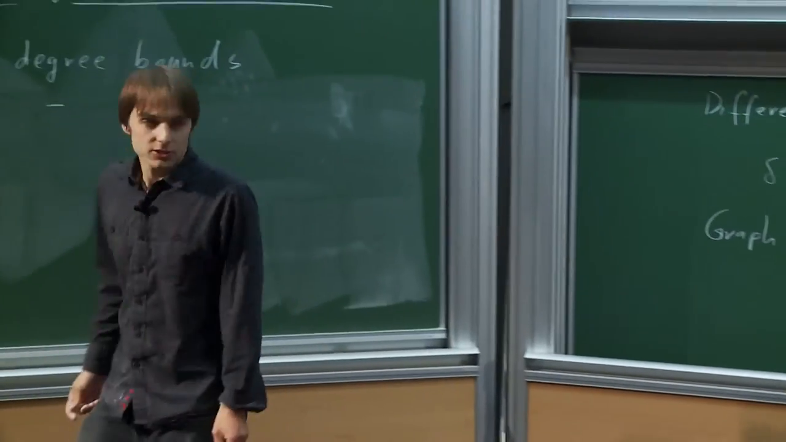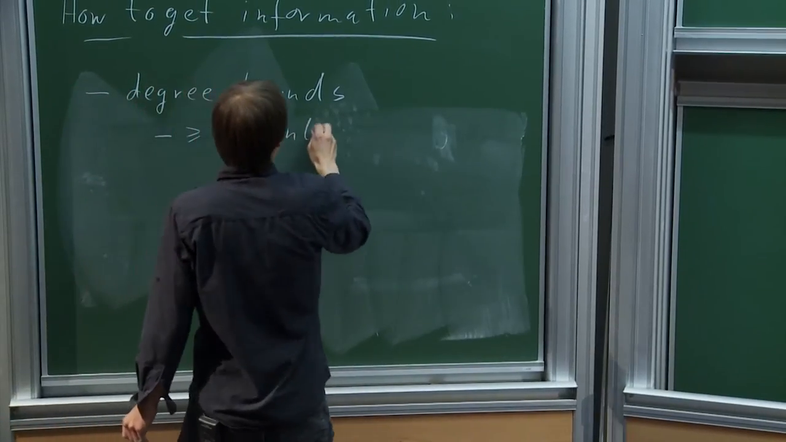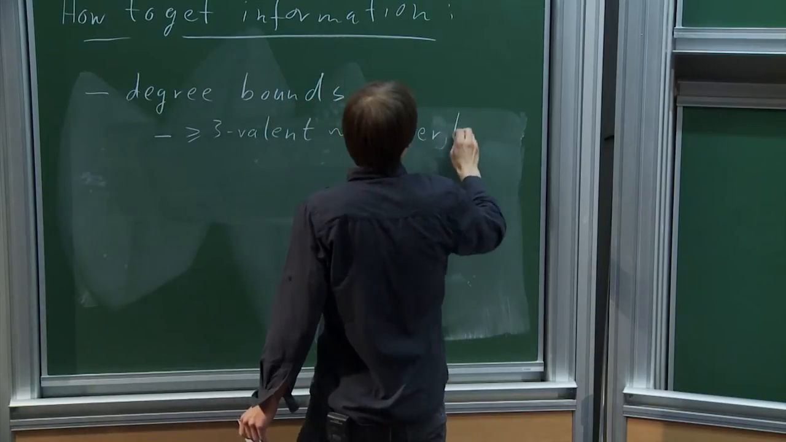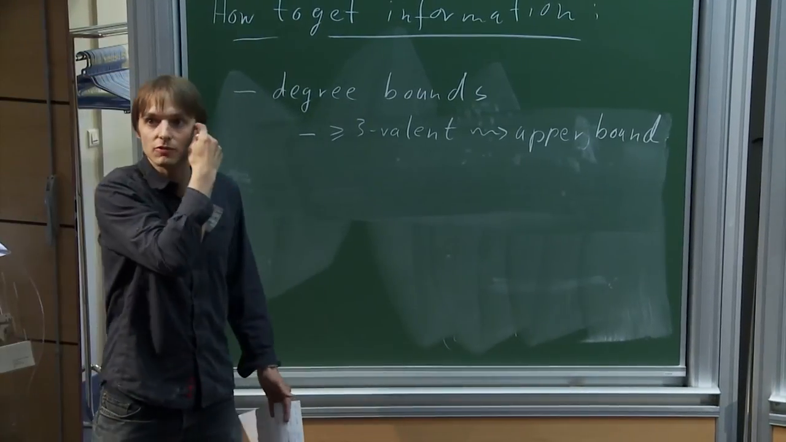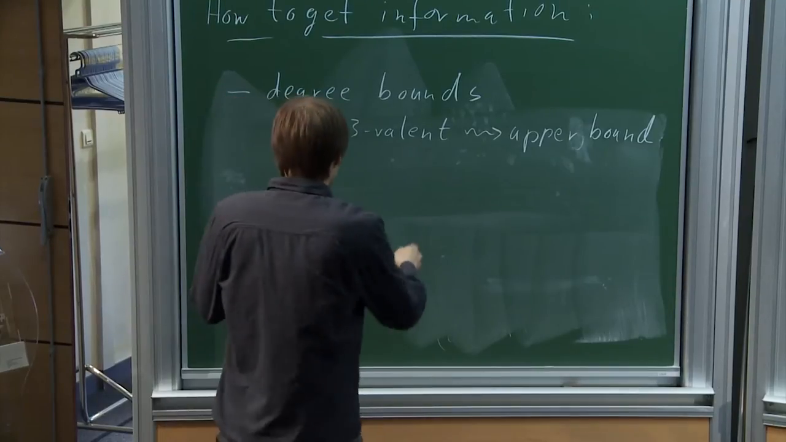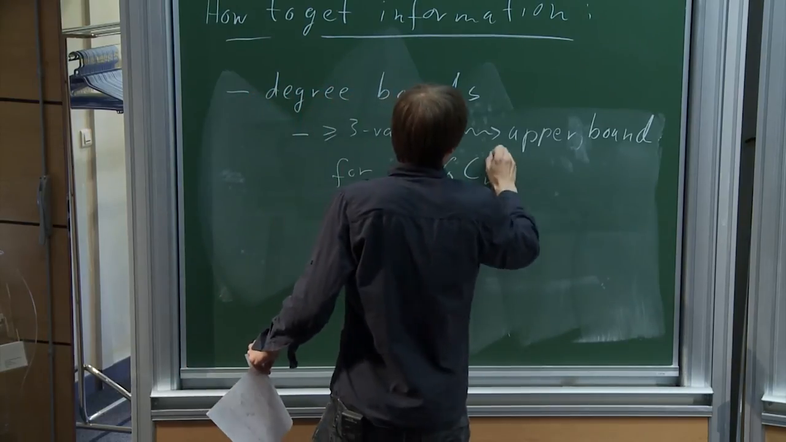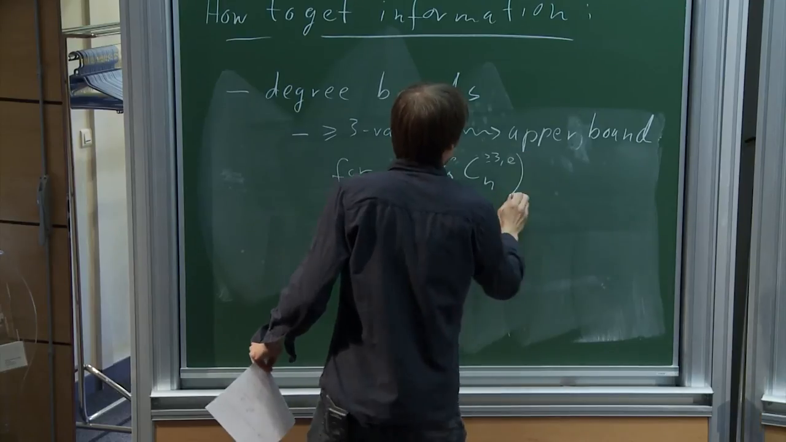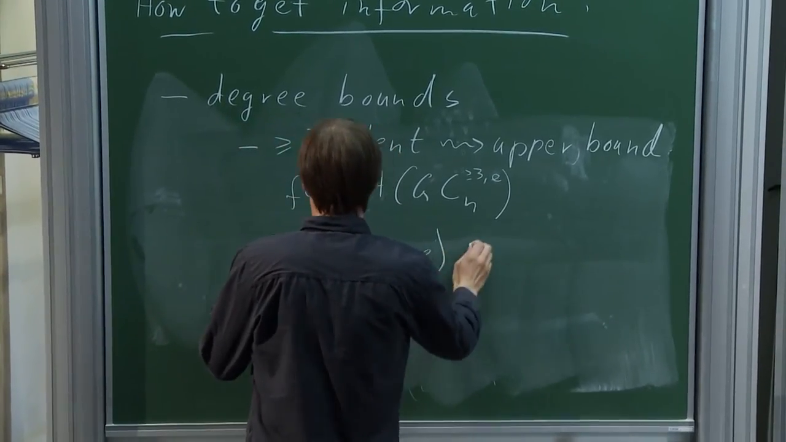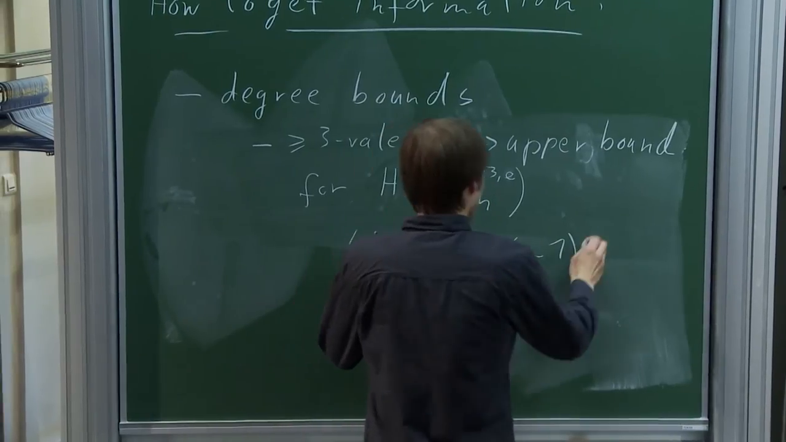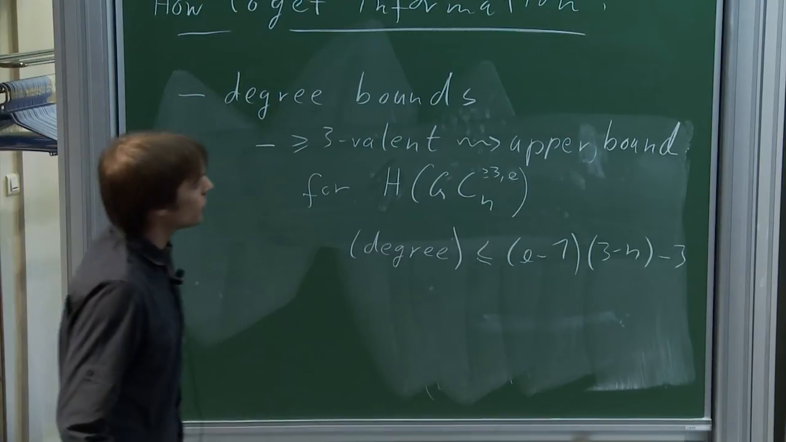In general, just from the fact that the graphs are at least trivalent, you get an upper bound. That's kind of trivial because the complex is just zero above a certain degree. And so the upper bound you get for H of GC_n, with vertices at least trivalent and fixed Euler characteristic E, is that the degree has to be less or equal to (E minus 1) times (3 minus n) minus 3, if I have computed this correctly.